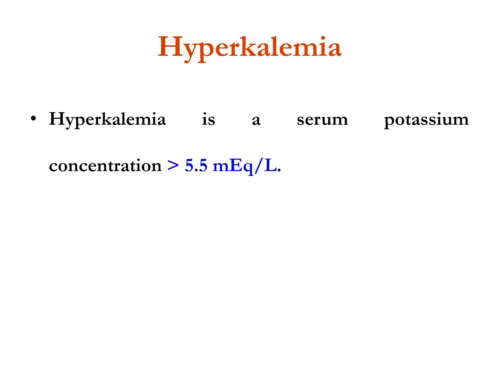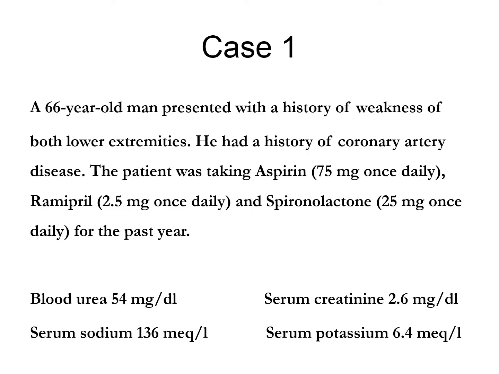Now we will talk about hyperkalemia. Hyperkalemia is a serum potassium concentration more than 5.5 milliequivalent per liter. Let's discuss our case. Our case is a 66-year-old man, presented with history of weakness of both lower extremities.